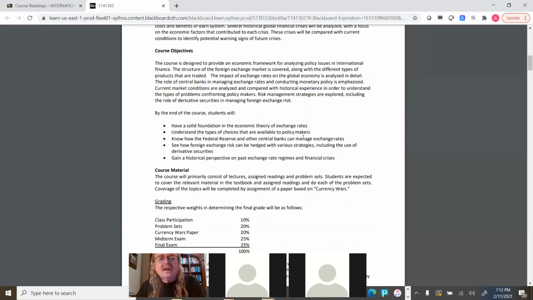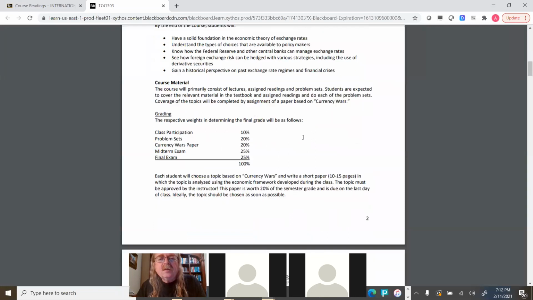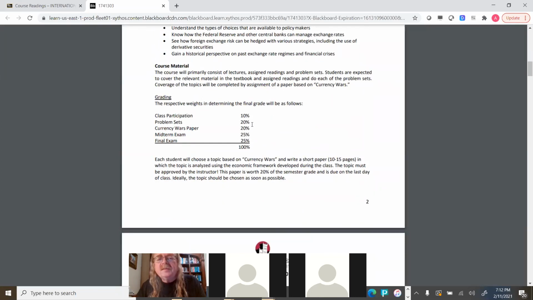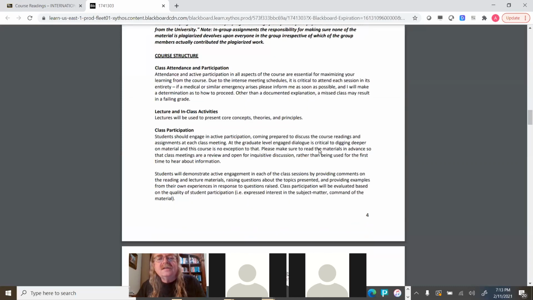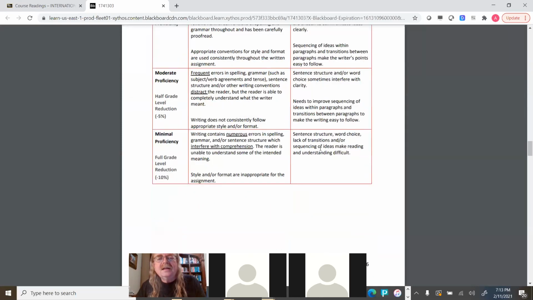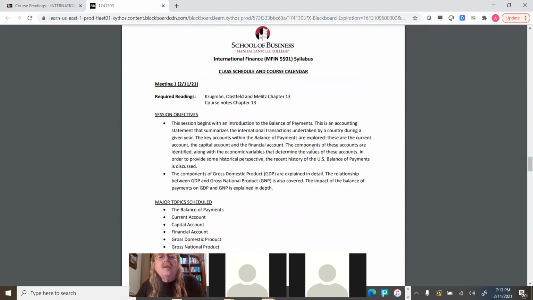As far as the grading goes, it'll be a combination. Basically, I'll give you problem sets to work on at home based on the material we're covering. There's a paper, like I said, for currency wars, and then we'll have a midterm and a final, which you'll be doing at home and sending back to me. The rest of this is Manhattanville stuff. I didn't write any of this. This is theirs.